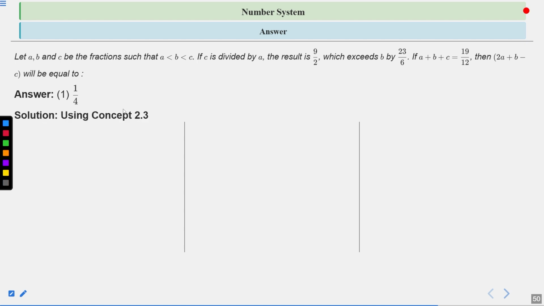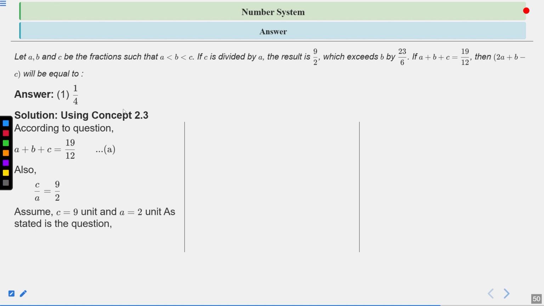Now see the detailed solution using concept 2.3 in this question. According to the question, a plus b plus c equals 19 by 12. This is our equation A. Also, c by a equals 9 by 2, so assuming c equals 9 units and a equals 2 units. So b becomes 9 by 2 minus 23 by 6, which equals 2 by 3. Now put the value in equation A.